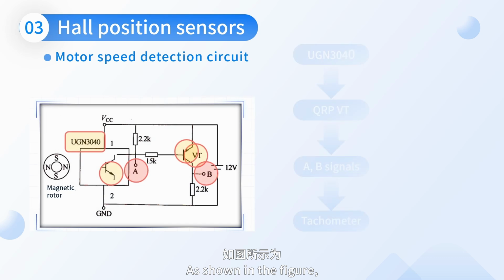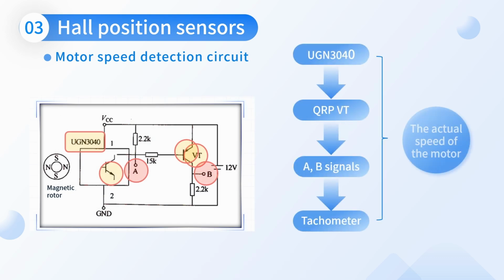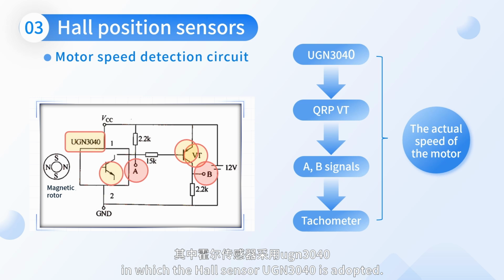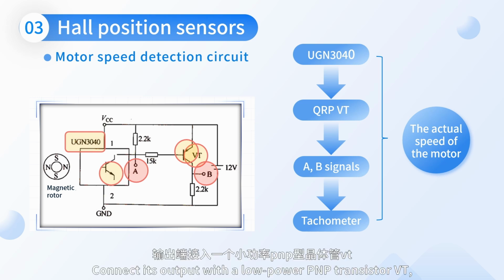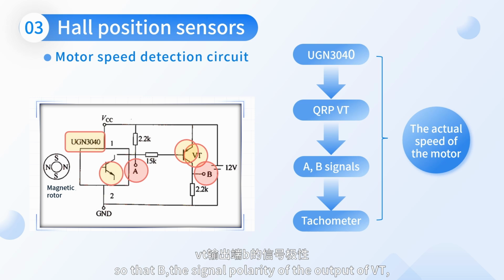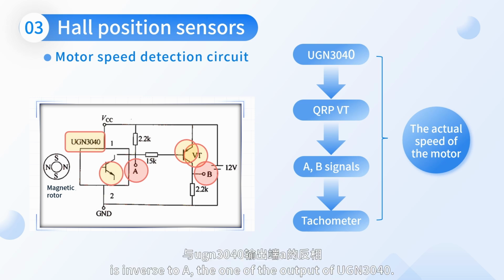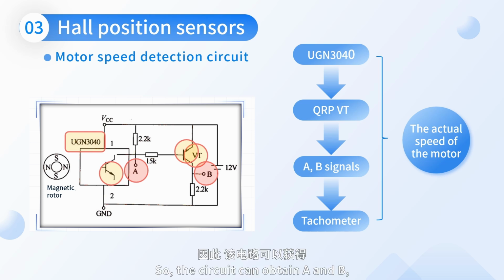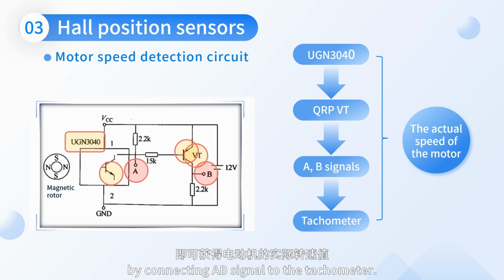As shown in the figure, it is a motor speed detection circuit, in which the Hall sensor UGN3040 is adopted. Connect its output with a low-power PNP transistor VT, so that B, the signal polarity of the output of VT, is inverse to A, the one of the output of UGN3040. So, the circuit can obtain A and B, two kinds of signals with opposite phases. The actual speed of the motor can be obtained by connecting the A-B signal to the tachometer.